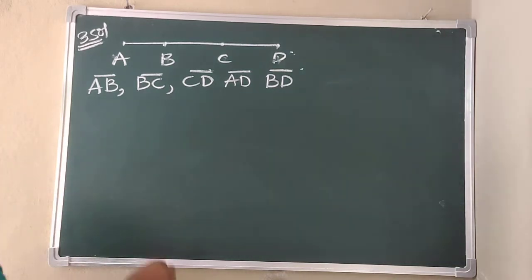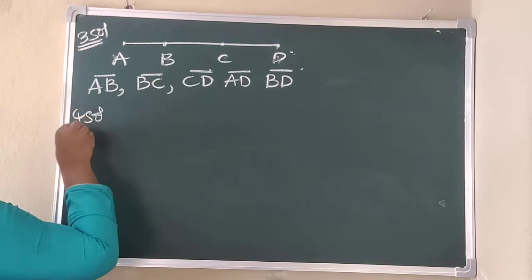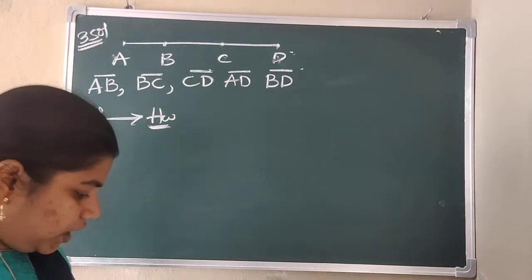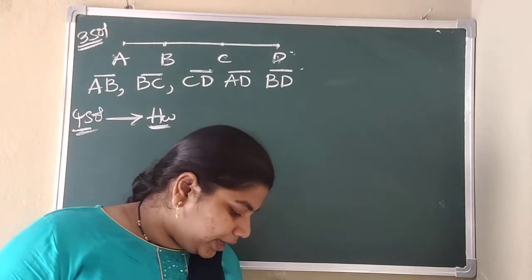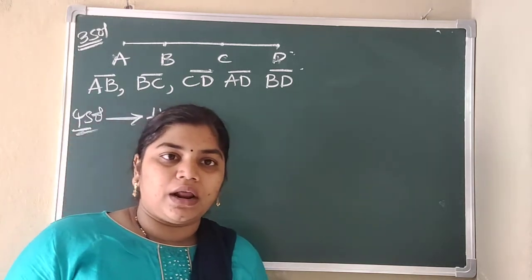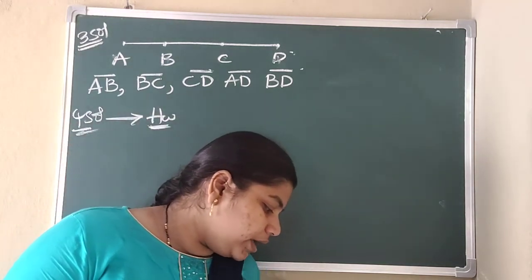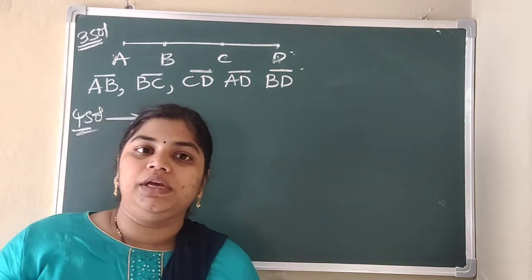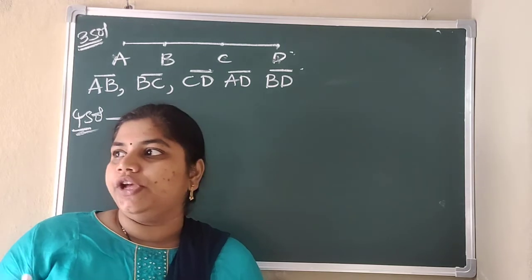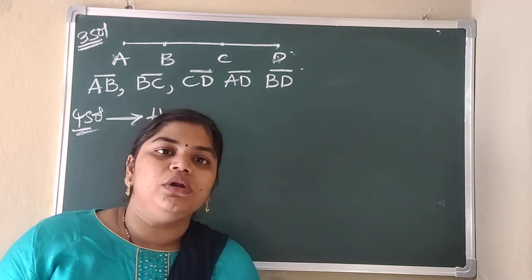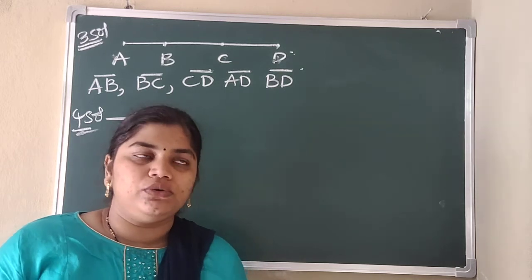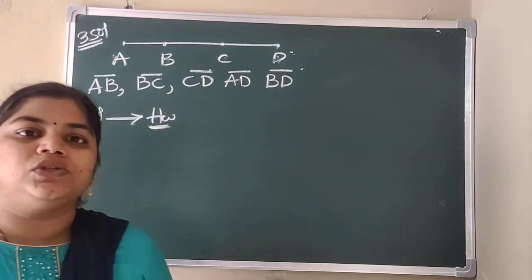So the next question you can do by yourself. You do it as homework. So what is that question? Write any 5 examples of angles that you have observed around. You have to write examples of angles you are seeing around you. It can be at your home, at your school or in your surroundings.